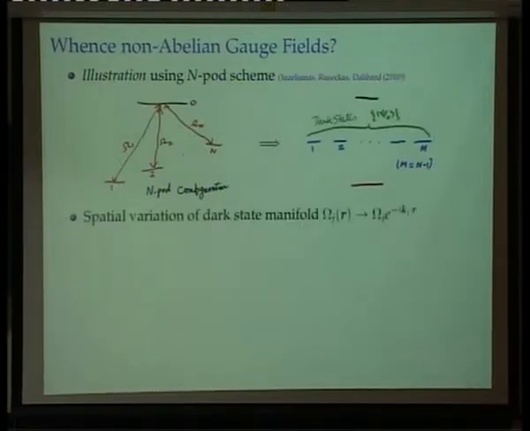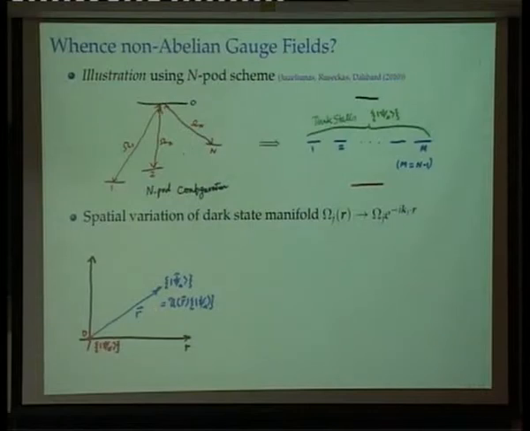Now, the most important thing to notice is that this manifold is spatially dependent. That's because these Rabi couplings are position dependent. So if I look at space, there is a set of dark states here which span the Hilbert space. There is another set of dark states here which span the same Hilbert space, if you like, but they're sort of rotated. These two sets are related to each other by a unitary transformation, which belongs to SU(M).